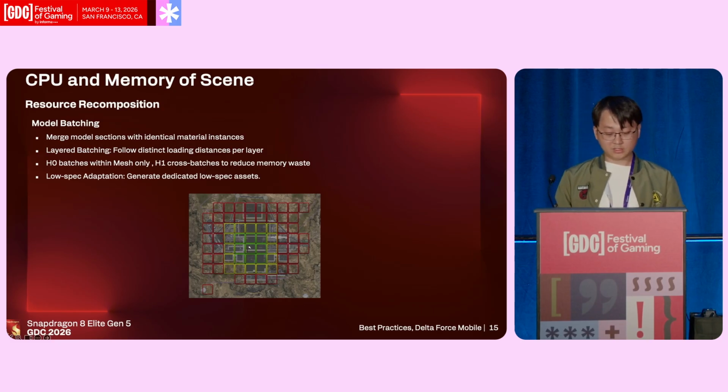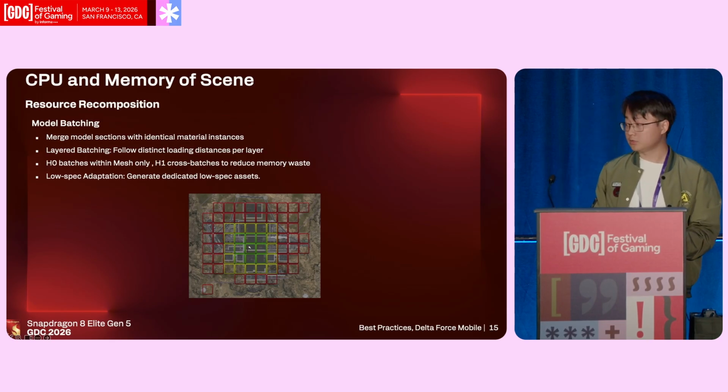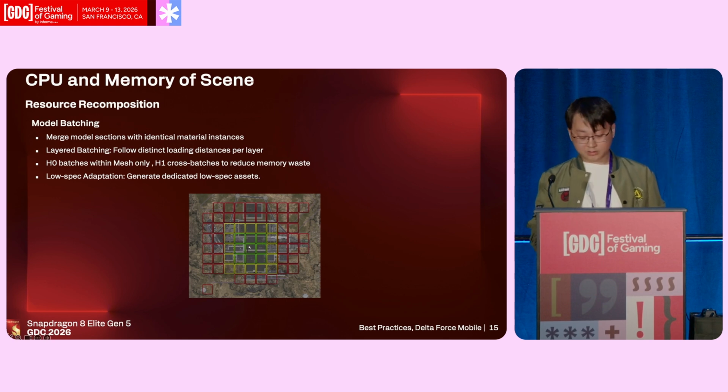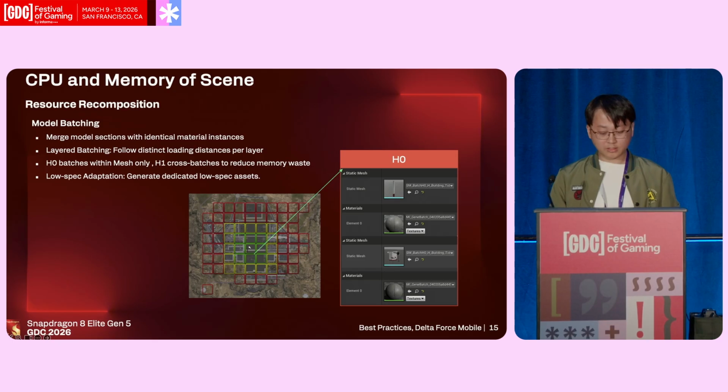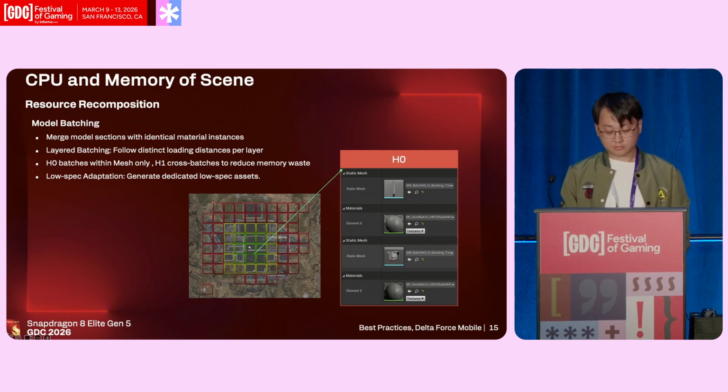We impose distance-based rules according to our streaming strategies, as shown in this diagram. Nearby static meshes require high precision, so we only perform inner static mesh batching combined with culling. It reduces a large number of draw calls without any size effect.